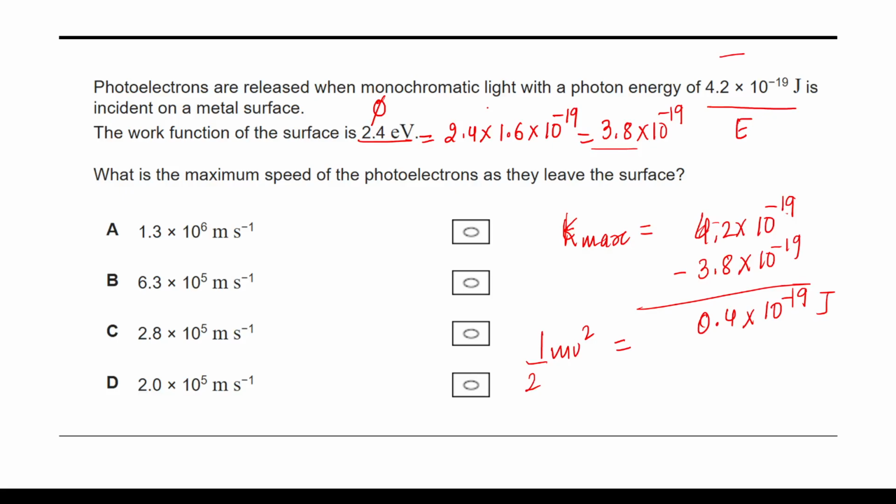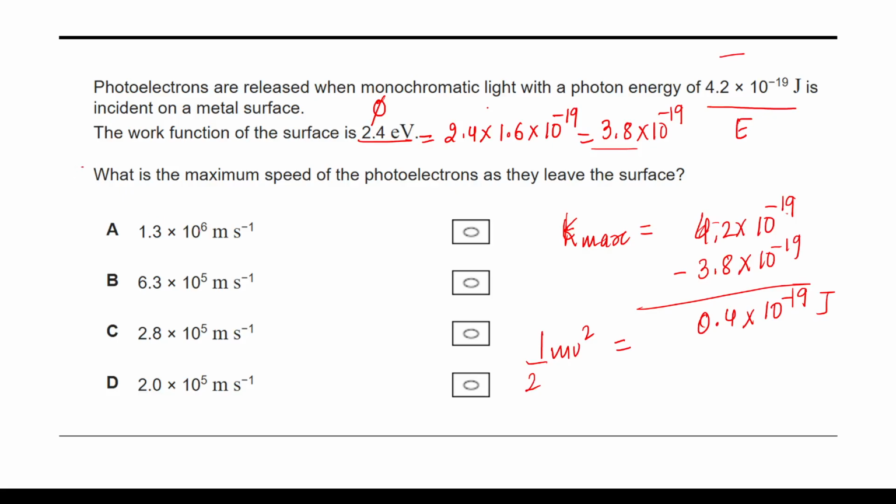So what's the mass? Mass is 9.1, so I'm just going to do that. 0.4 times 2 divided by 9.1 times 10 to the power. So I'm getting around 2.9. So the answer would be C.